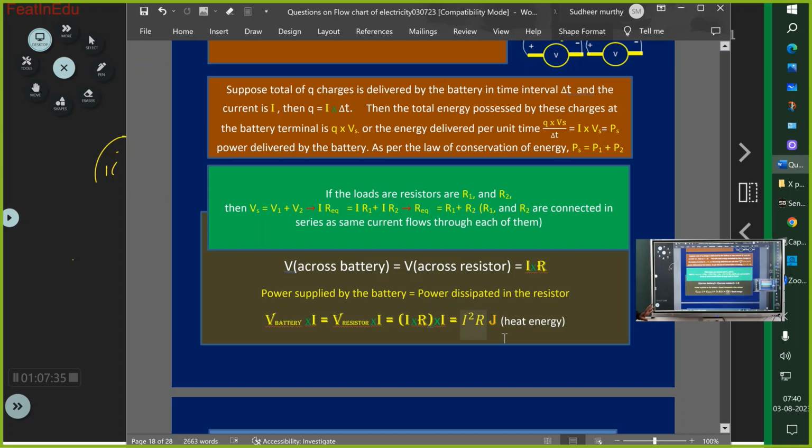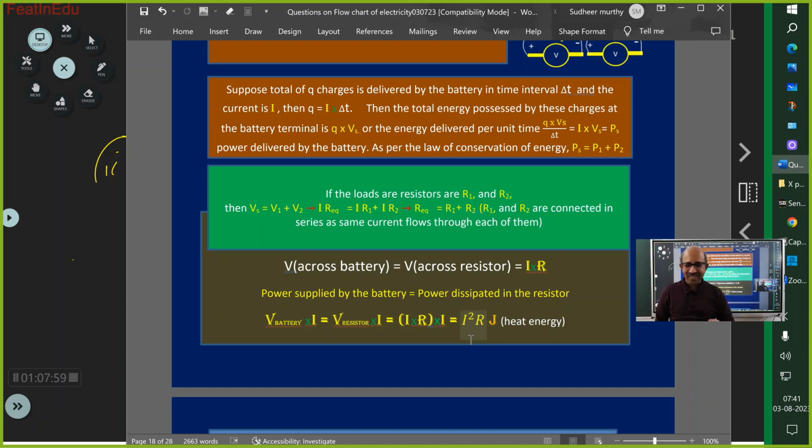So this is I square R. Now here you see, what is I? V by R. So I square I will convert into V square by R square. Then we will have V square by R square into R. One R will cancel, so you will get V square by R. Understood? Yes, sir. You can write it as V square by R.